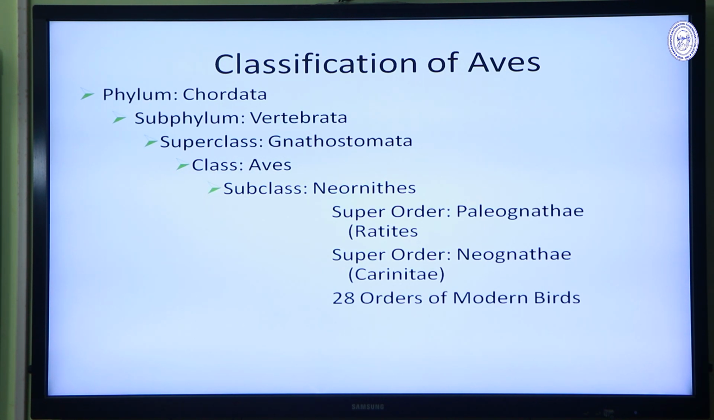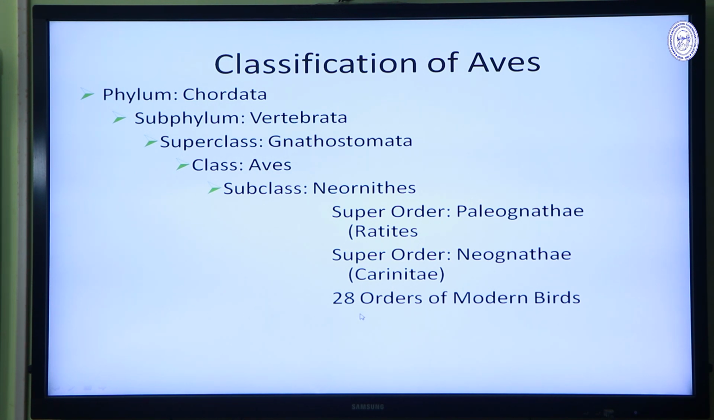The classification of the Aves tells us that the class Aves contains only one living subclass, that is Neornithes. Another subclass, Archaeornithes, contained the famous Archaeopteryx, but they are all extinct now. So, all the modern living birds are included in the subclass Neornithes. It has two superorders, one is Palaeognathae. Palaeognathae contains the ratites, running birds, and superorder Neognathae contains all the carinates, that is flying birds.